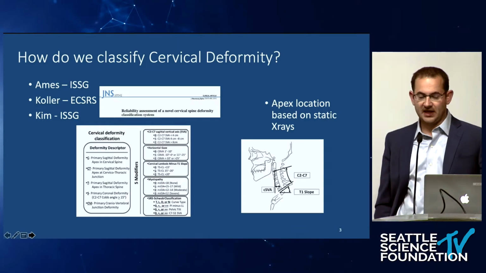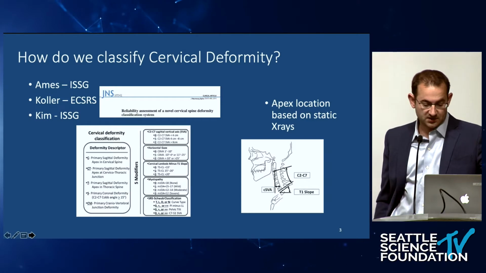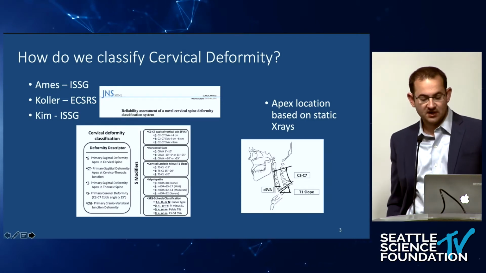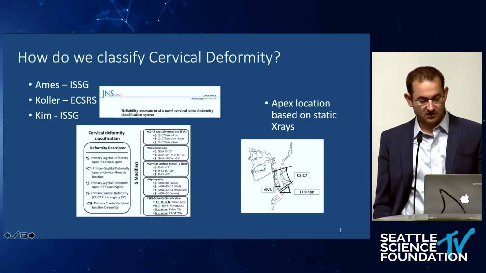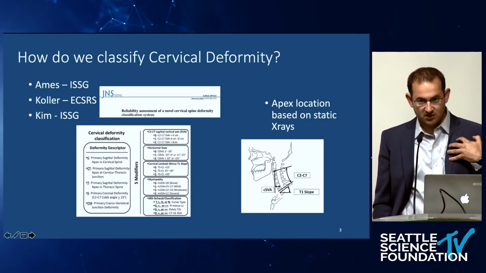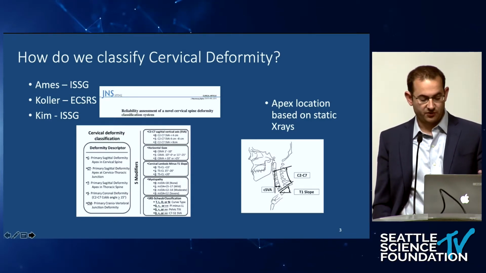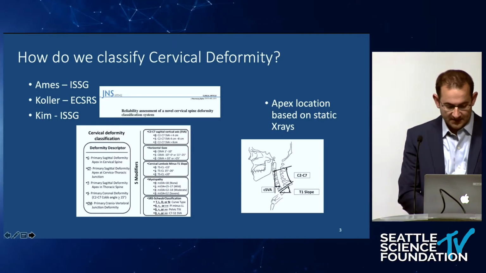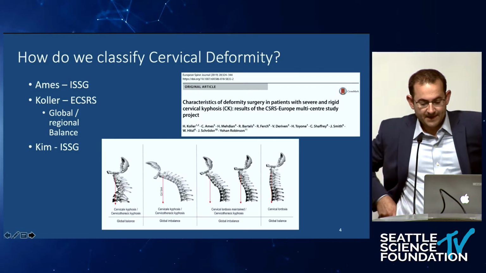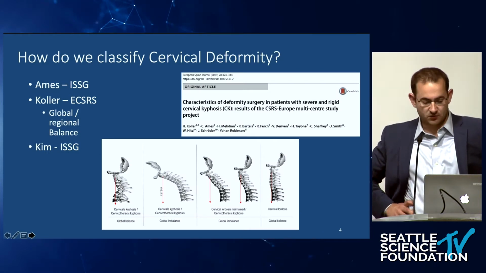The most accepted one is the AIM ISSG criteria, which is an apex location-based classification. As you can see, the deformity descriptors are on the left. Primarily, we're going to be talking about the cervical and cervical thoracic deformities, with very extensive modifiers. There are also some alternative classifications that came afterwards.